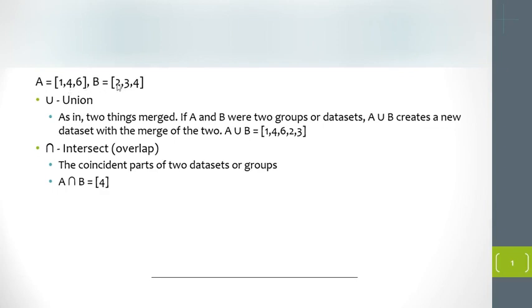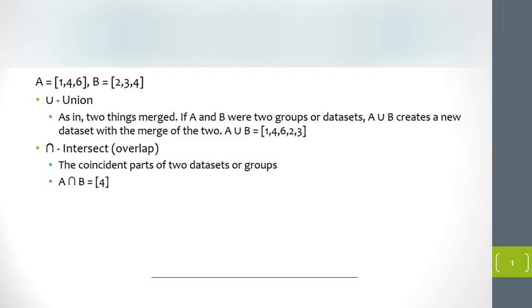1 and 6 get discarded because they're not in B, and 2 and 3 get discarded from B because they're not in A. Only 4 is in both. So that's the intersect. That's the overlapping portion. The union of those, though, is 1, 4, 6, 2, and 3. It's the combination of anything that happens to be in either of them. So 1, 4, and 6 are in A, and 2, 3, and 4 are in B, and we only count 4 once. So 1, 4, 6 from A, and then we can append 2 and 3 on the end. That's the union of those two.